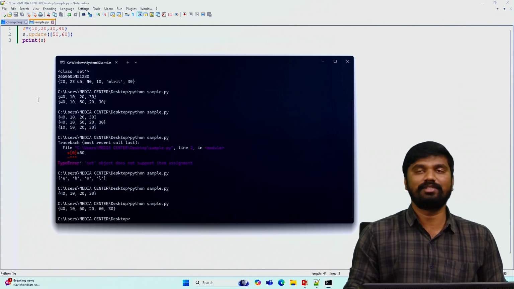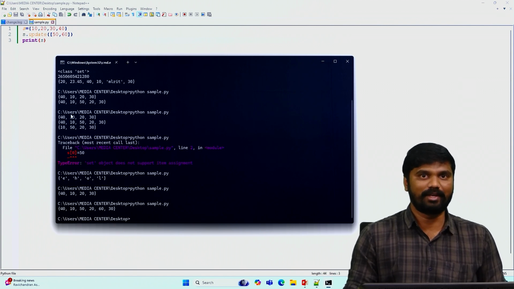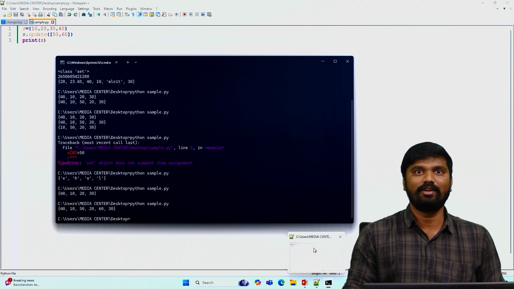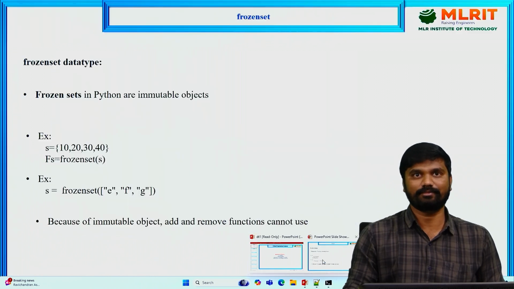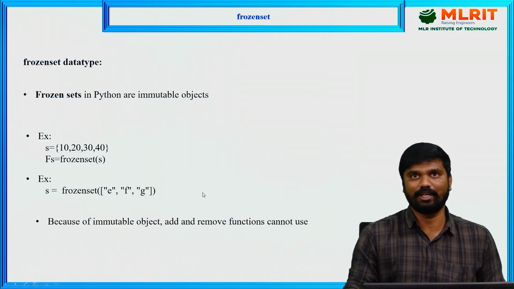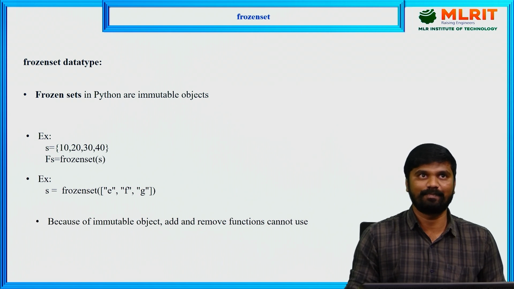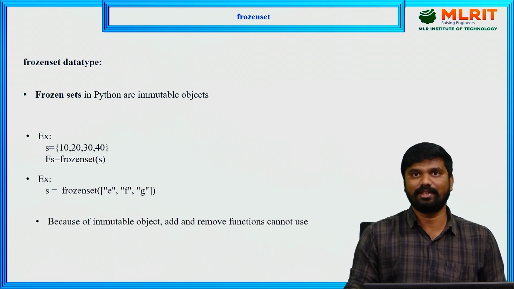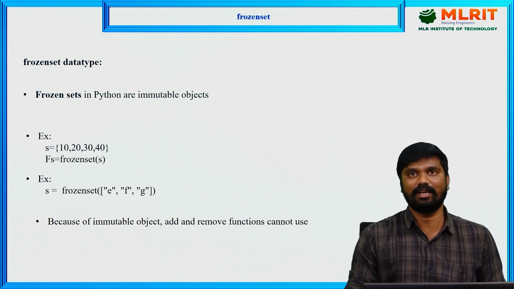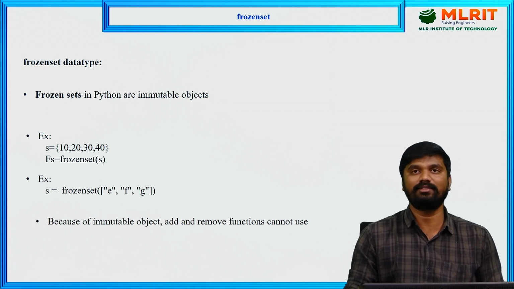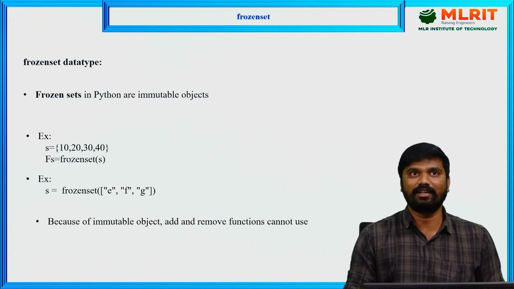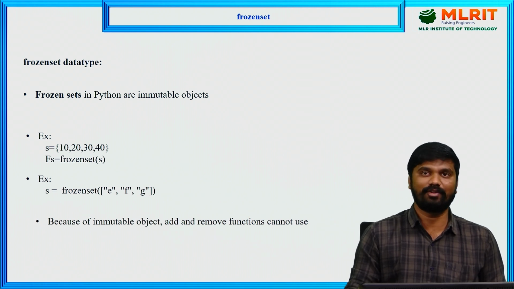So this is about the set data type. Next, what is the data type we have? The frozenset data type. What is this frozenset data type? The frozenset data type is similar to the set data type only. But what is the difference? Frozenset data type objects are immutable. That means we cannot add values and we cannot remove values. So that is the difference between the set data type and the frozenset data type.